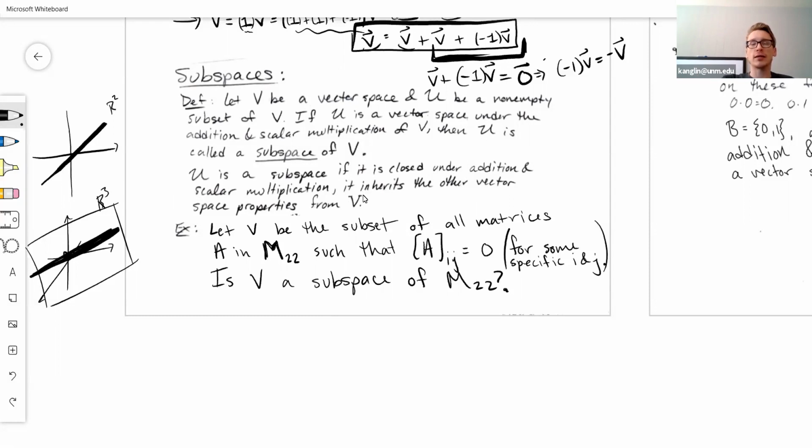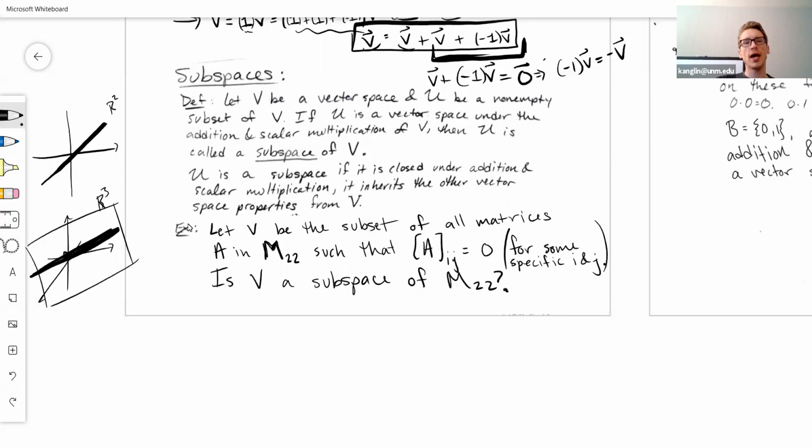The other 8 axioms will automatically be satisfied just by the fact that everything in U was already in V. So this is a nice fact for us. If you have a subset of a vector space, you actually only have to check closure under addition and scalar multiplication, and that it's non-empty in order to show it's a subspace of V.